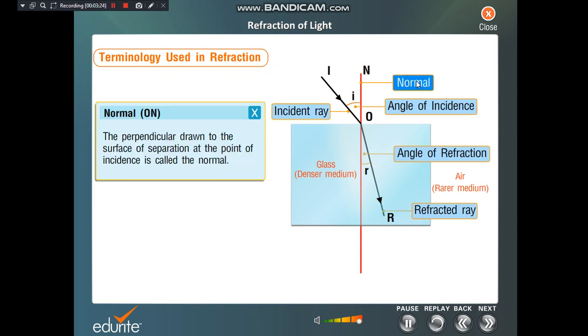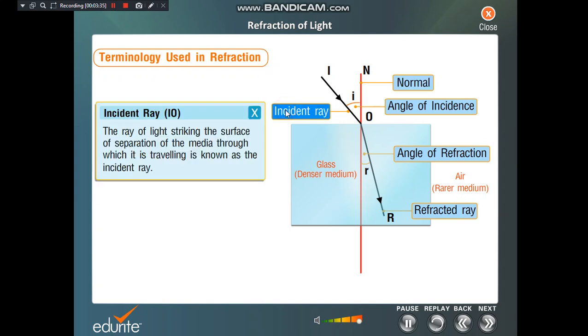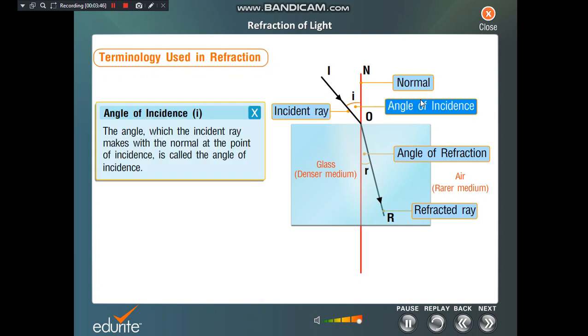The perpendicular drawn to the surface of separation at the point of incidence is called the normal. The ray of light striking the surface of separation of the media through which it is traveling is known as the incident ray. The angle which the incident ray makes with the normal at the point of incidence is called the angle of incidence.